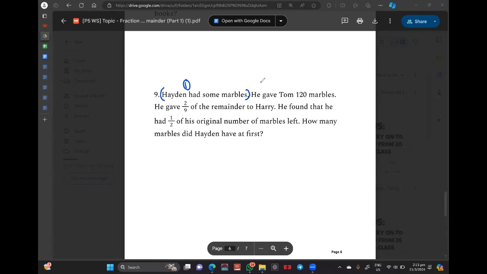Now, what did he do in sentence number 2? You can read for me. He gave Tom 120 marbles. Oh, wow. 120. It's a whole number. It's a part and it's a whole number. Am I making sense? Yeah.